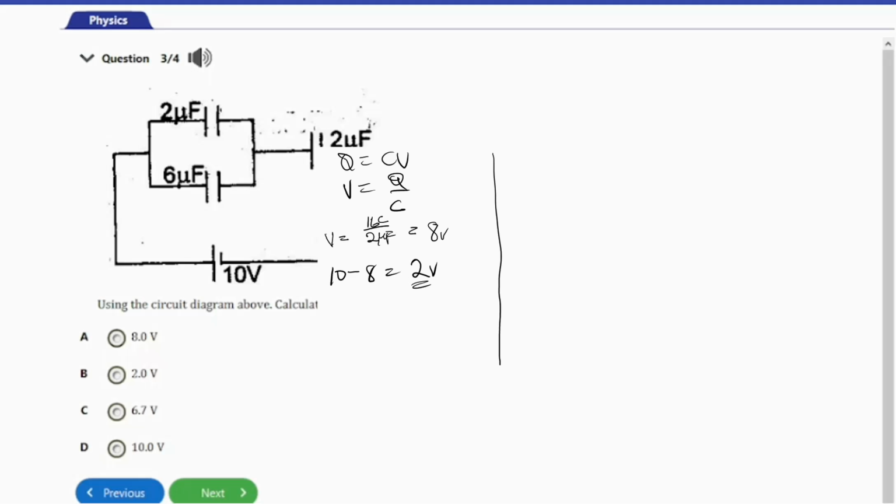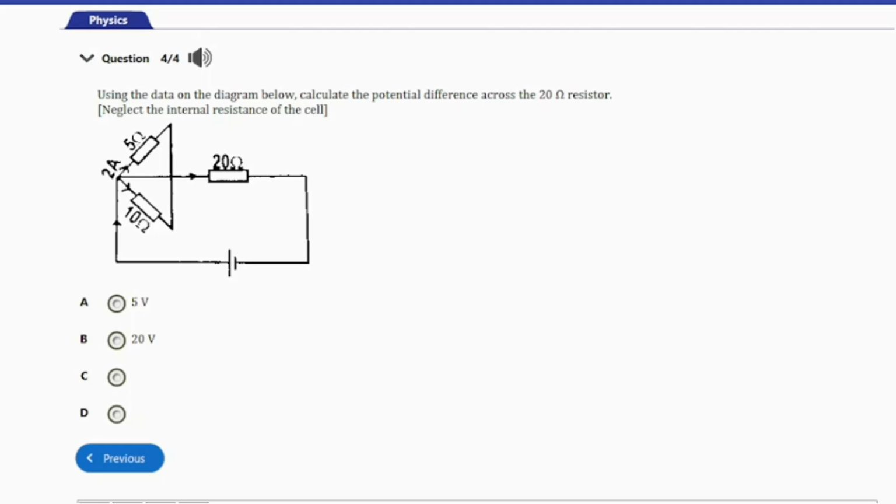Let's go ahead and consider the next question. So guys, the next and last question we have here is question number 4. It says, using the data on the diagram below, calculate the potential difference across the 20 ohm resistor. So guys, looking at this, we have this setup, and we can see current flowing from the 5 ohm resistor here, and then the 10 ohm resistor here, and then the sum of this current will flow down to the 20 ohm resistor. Let's go ahead and check this out.